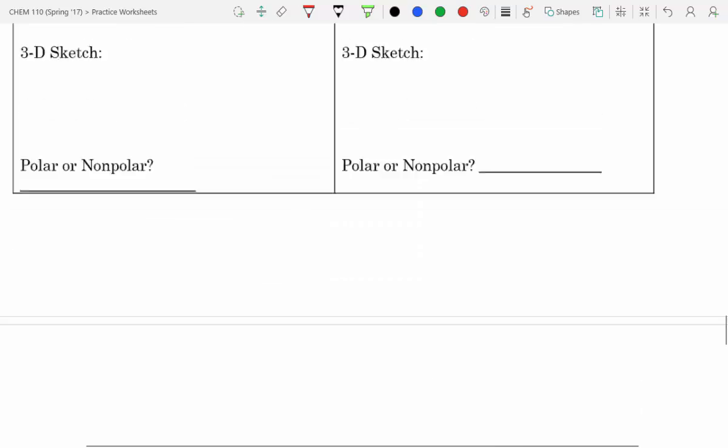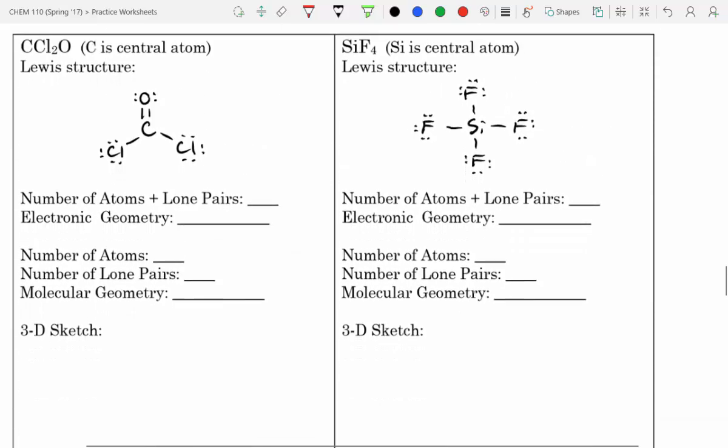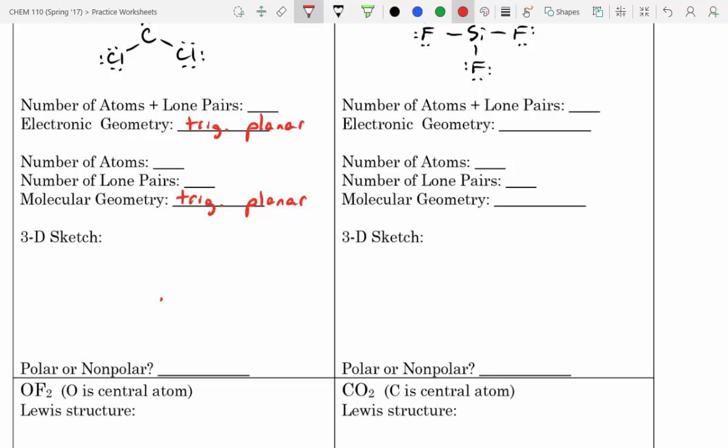I think this is the last page. All right, so phosgene. What would the electronic geometry be? Trigonal planar. We've got 3 bonded atoms. And then in molecular geometry, same. So if we go ahead and we draw this, we can lay this flat because it's a planar compound. And it would look like that, a lot like their Lewis structure.